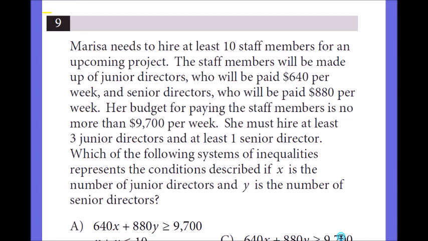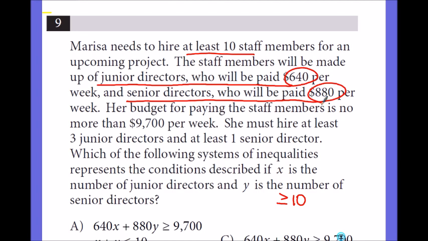9, Marissa needs to hire at least 10 staff members for her upcoming project, at least 10. So at least means greater or equal to 10. The staff members will be made up of junior directors who will be paid $6.40 per hour, and senior directors who get paid $8.80 per hour per week. Oh, not hour. Yeah, I was like, that's a lot, right? It's per week. Her budget for paying the staff members is no more than, so that means less than or equal to $970.